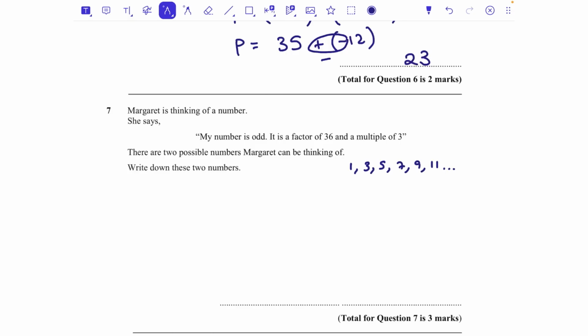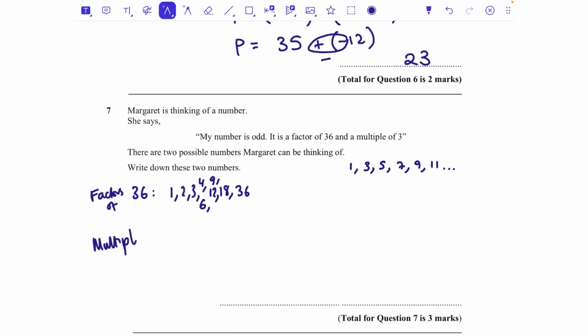So factors of 36 are numbers that fit into 36 an exact number of times. So factors of 36 would be 1 and 36, 2 and 18, 3 and 12, 4 and 9, and 6. I've not written that very clearly, but there you go. They're all your factors of 36. They all go into 36 an exact number of times.